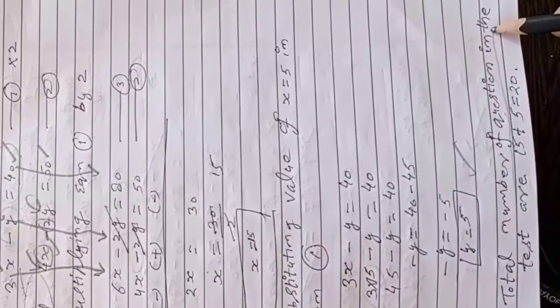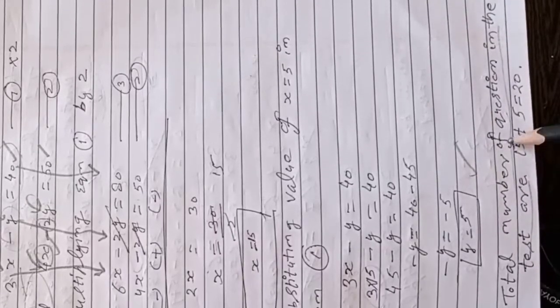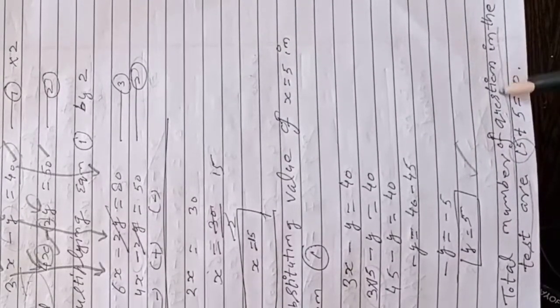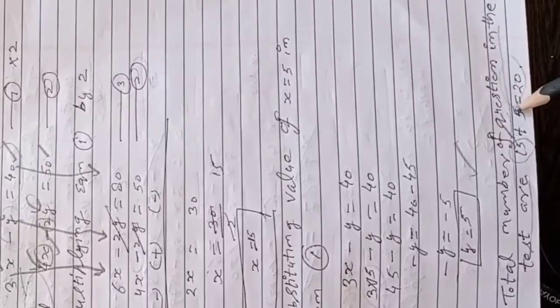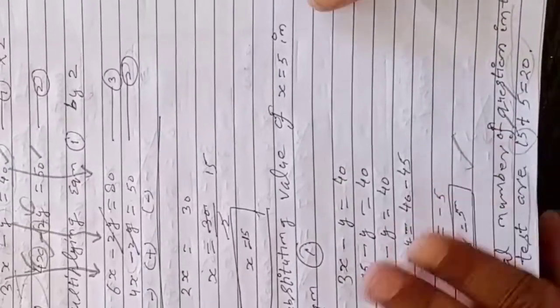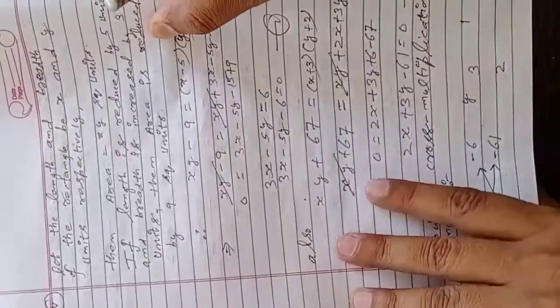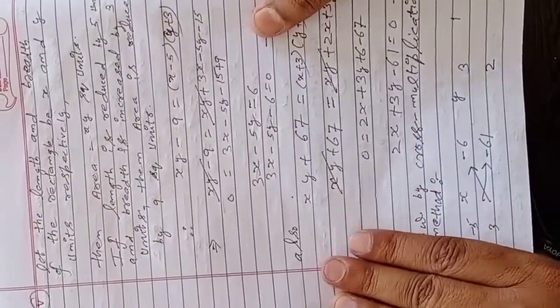So the total number of questions in the test is 15 plus 5 is equal to 20. It means 15 questions right and 5 questions wrong. So there are 20 questions in that test. Now we are doing the last part of question number 4.